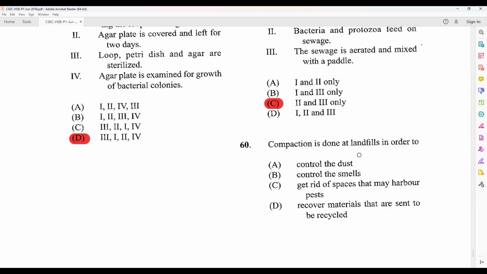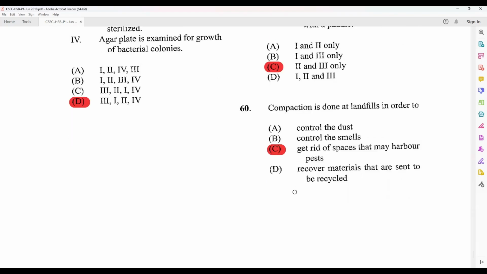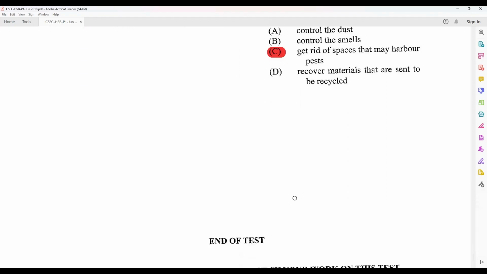Final question. Compaction is done at landfills in order to control the dust, control the smell, get rid of spaces that may harbor pests, and recover materials that are sent to be recycled. And there are no pests on a landfill, so we are going with C. And that completes this June 2018 paper 1 for human and social biology.